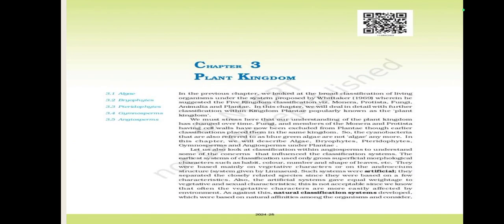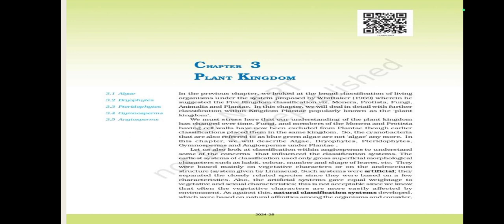Hello friends, so we are going to start Plant Kingdom, Chapter 3. In the previous chapter we looked at the broad classification of living organisms under the system proposed by Whittaker in 1969, wherein he suggested the five kingdom classification, namely Monera, Protista, Fungi, Animalia and Plantae. In this chapter we will deal in detail with further classification within kingdom Plantae, particularly known as the plant kingdom.